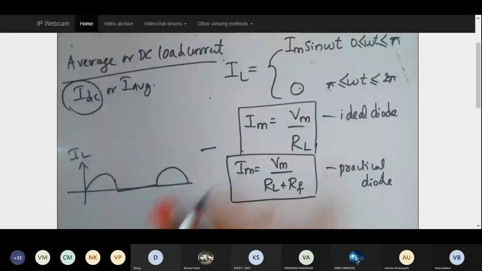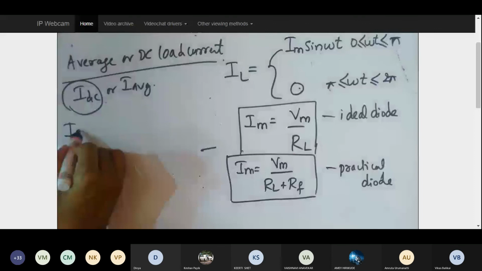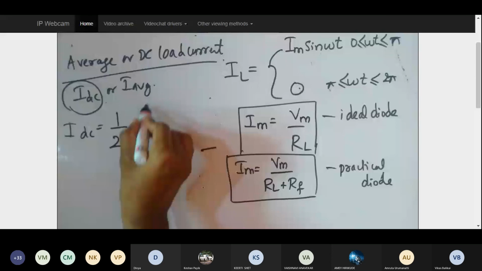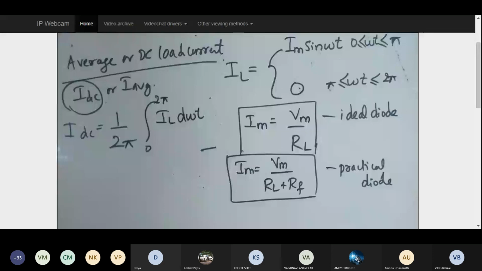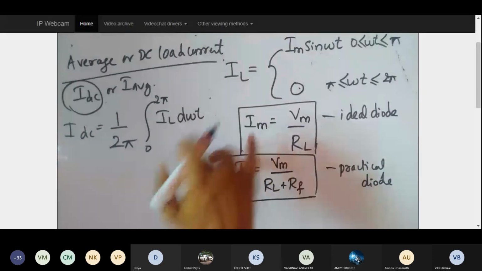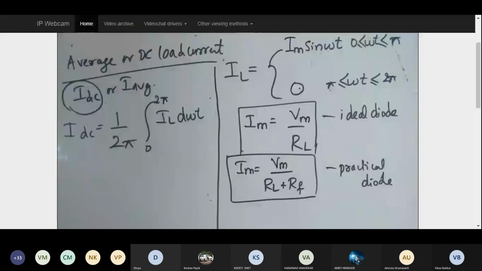Okay, so IDC is basically represented by 1 upon 2 pi, integration from 0 to 2 pi, IL d omega t. Don't say maths has come. You have to bear with mathematics, because without mathematics there is no electronics. These are simple integration things that you already learned, which are very fundamental in nature. So you can easily cope with that and start understanding the things.